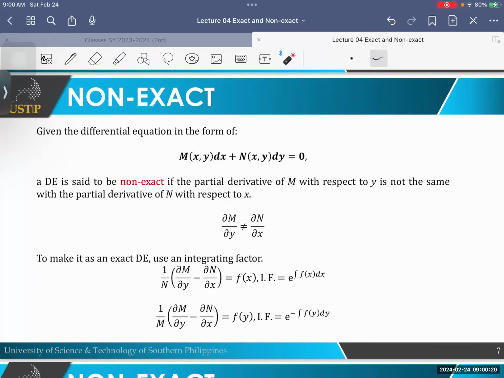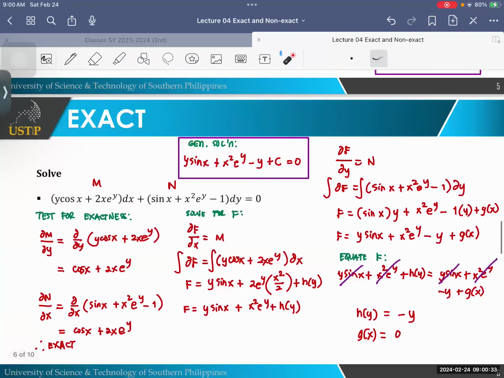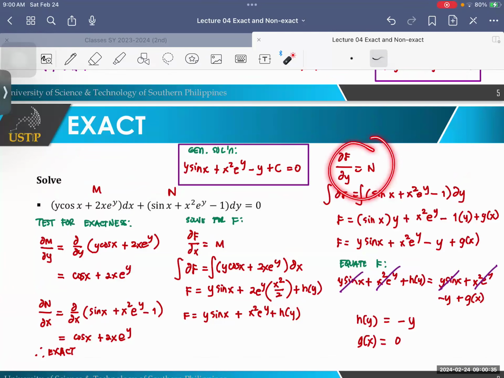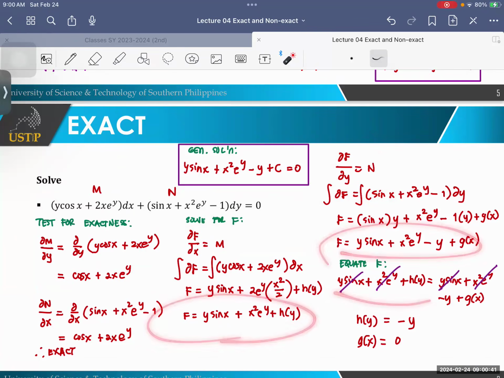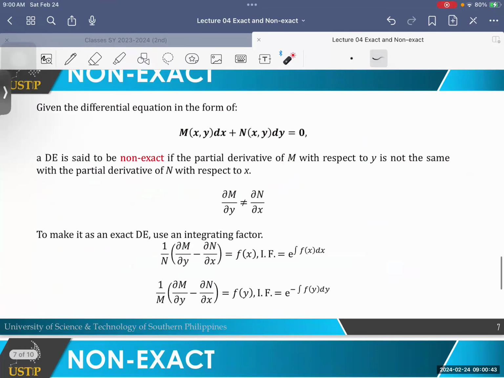That's the factor, or the expression, we have to multiply to our non-exact differential equation so that it will become an exact differential equation. So that we can follow the process for solving F, because we cannot directly solve F. If it is non-exact, you will not get the same expression of F, class, for sure. Okay? So, what is this integrating factor?